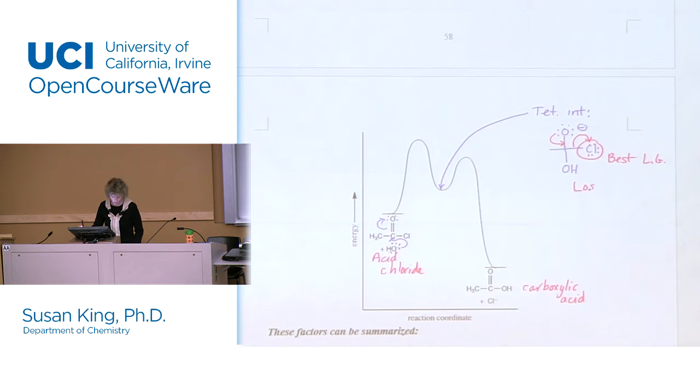So best leaving group, therefore loss of this leaving group is faster. So it has a smaller energy of activation. If we wanted the hydroxide to leave, then that would be a larger energy of activation. And so we're going to follow the lowest energy pathway here.